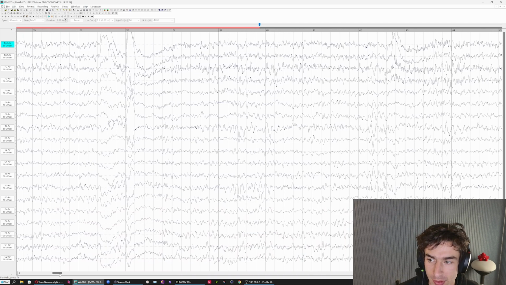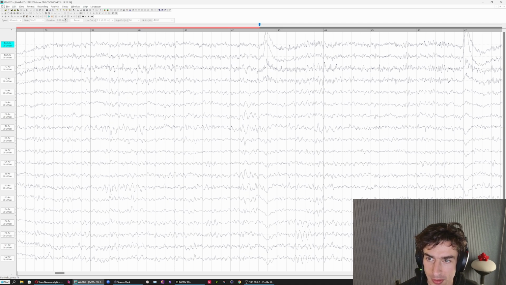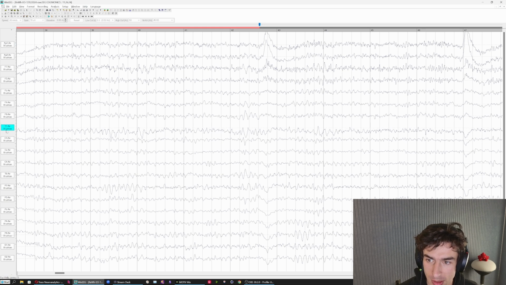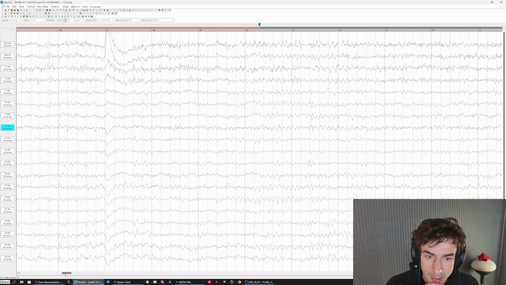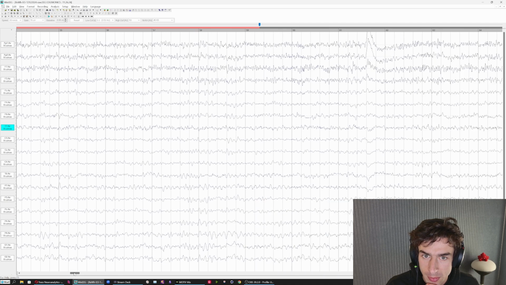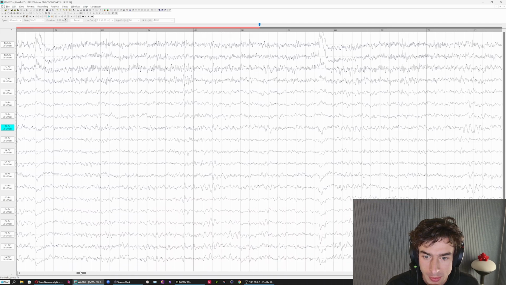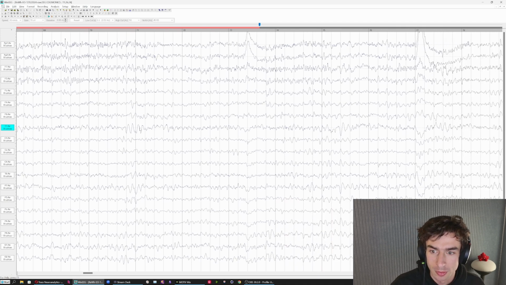It's normal to see alpha at the back of the head. This is sort of interesting because we're seeing this alpha activity more focalized around P7 and T7, which are the left mid and posterior temporal electrode sites. Eye blink. More eye blink. More of this left temporal alpha activity.